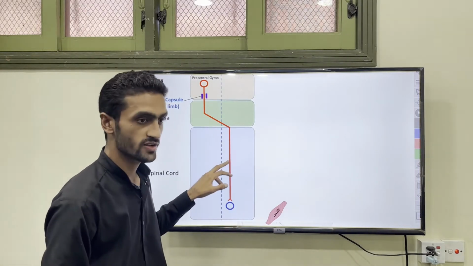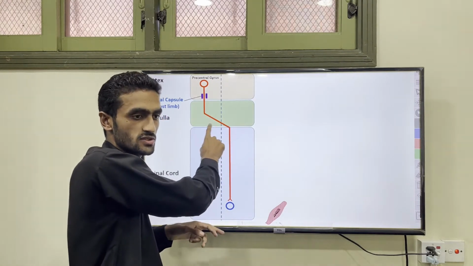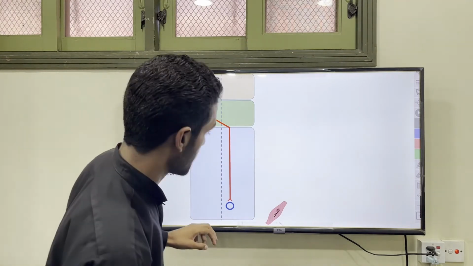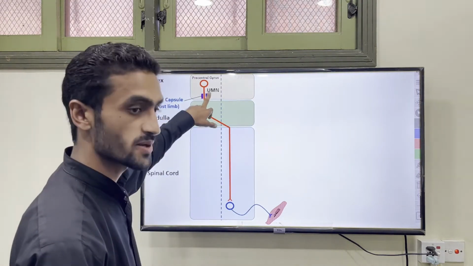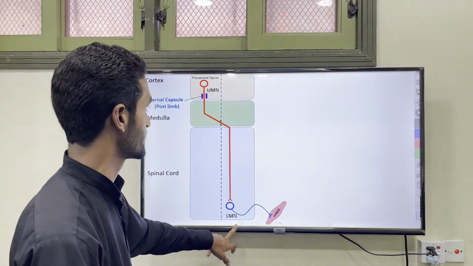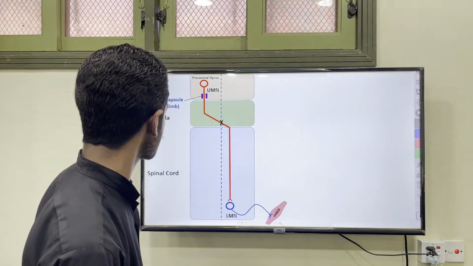So this is the upper motor neuron. They decussate at the level of the medulla. You can see here. Yes. And here is the lower motor neuron. So this is the upper motor neuron, this is the lower motor neuron, and the decussation is at the level of the medulla.